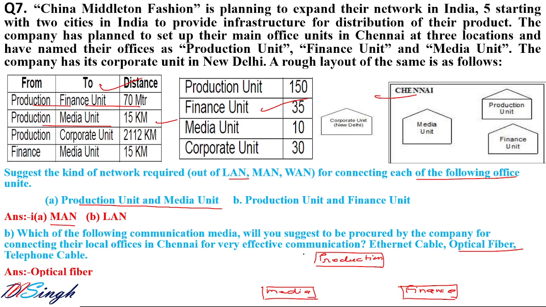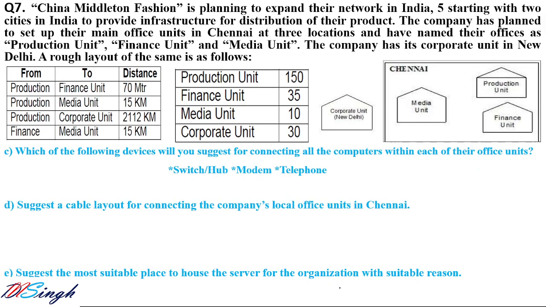Let us see the cable layout design. So production unit will have the highest number of PCs, we will write it above and try to connect other units to the production unit. So production unit to media, it is already 15 kilometers, it is going to make MAN, metropolitan area network. And production to finance, it is 70 meters. So there is no issue in making the cable layout, fine. And that is in kilometers and this is in meters, so that is going to generate LAN. Fine, going to the next question.